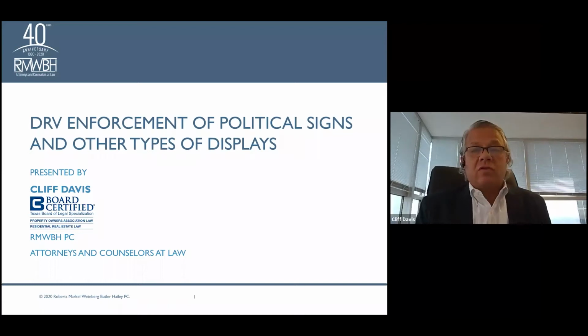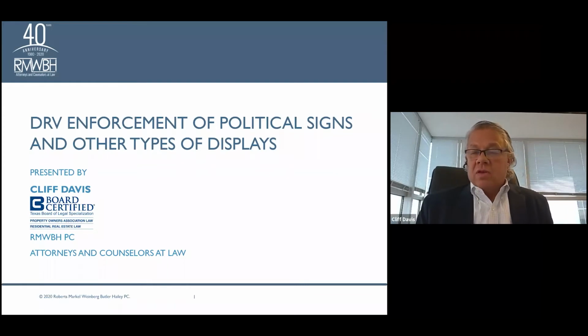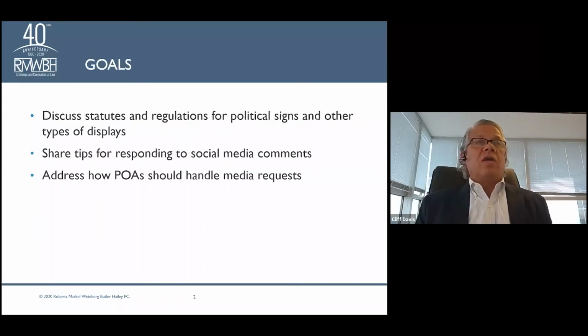We're going to have a little discussion about deed restriction enforcement of political signs and other types of displays. We'll talk about regulating political signs, sharing tips on responding to social media comments, and we're going to address how POAs should handle media requests. But primarily, we're going to talk about signs and displays.